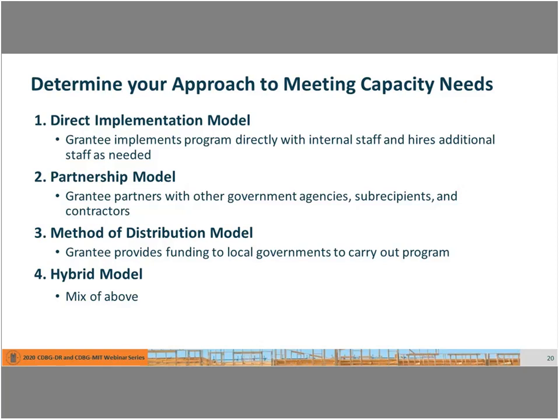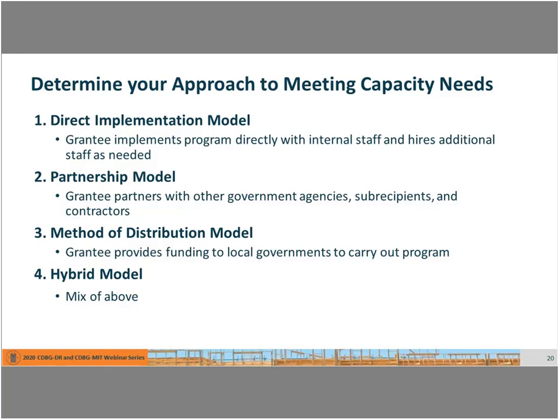The third model that we talk about often is the method of distribution model. For those of you on the webinar today that are state grantees, and some of you may also be what I call regular state CDBG grantees, you're used to this terminology. Basically what we mean by this is that a state, typically at a state level, but it doesn't have to be, is determining some sort of formula methodology or some sort of clear, transparent process by which it is deciding to allocate a certain amount of funds to local governments to carry out a program in their area.